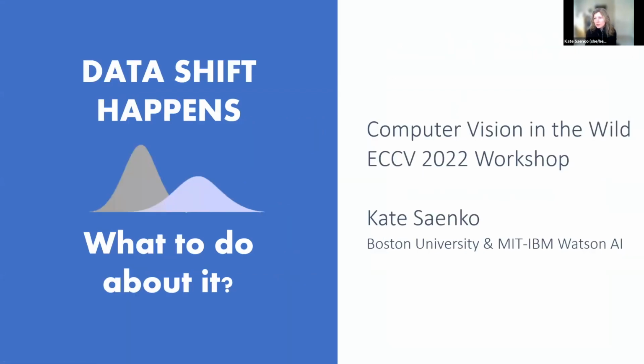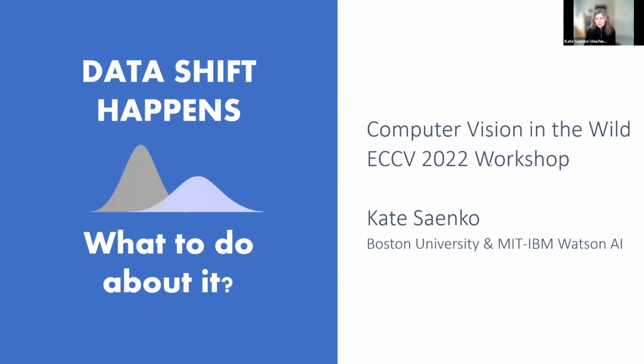So I wanted to talk about some of our work on issues related to data shift in the various forms that it can take. The title of my talk is Data Shift Happens, What to Do About It, which means that data shift is very prevalent and inevitable. In fact, it happens in pretty much every practical application of machine learning and computer vision. So the real question is, what can we do about data shift? What are the strategies that we can use to mitigate it?